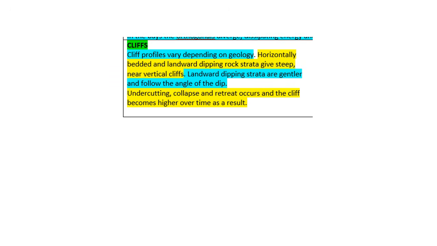Cliffs. Cliffs will vary in their profile depending on the geology. If you've got horizontally bedded planes, then you'll have very steep cliffs. If you've got landward dipping or seaward dipping, they follow that pathway and they're much gentler. Undercutting is where the waves attack the bottom of a cliff and cut out the bottom, leaving the top unsupported, and as a result you get that falling down and the cliff moves back over time and becomes higher.